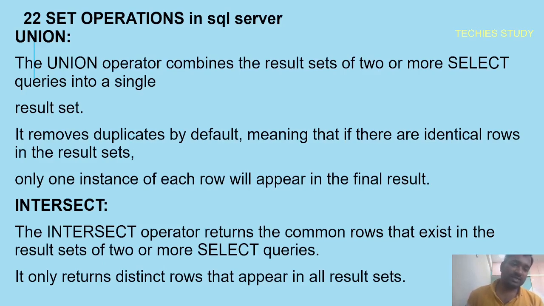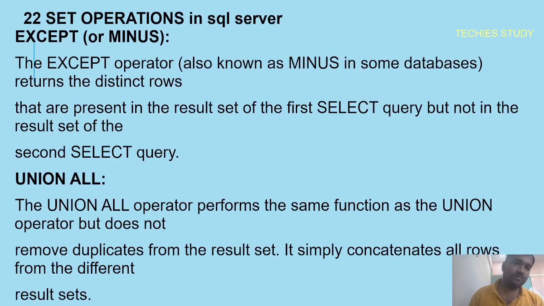The intersect operator returns the common rows that exist in the results from the two select queries. It will return only distinct rows that appear in all result sets. We will check the examples once this is done. Next, except or minus. The except operator, also known as minus in some databases, returns distinct rows that are present in the result set of the first select query but not in the result set of the second select query. We will see the examples now.